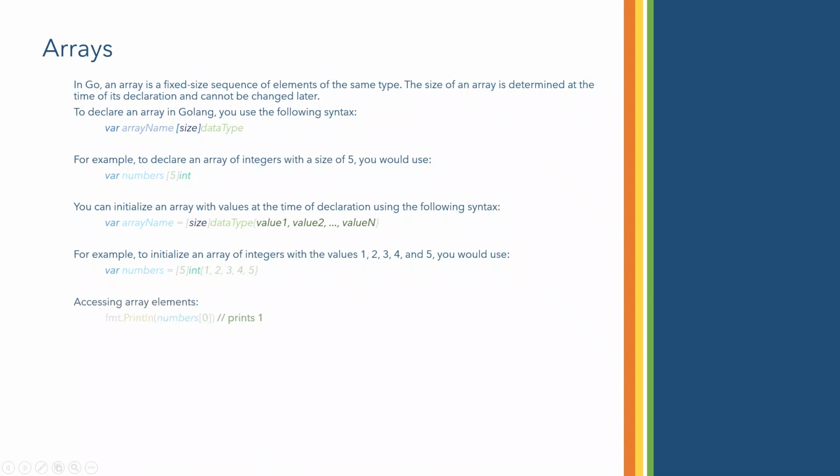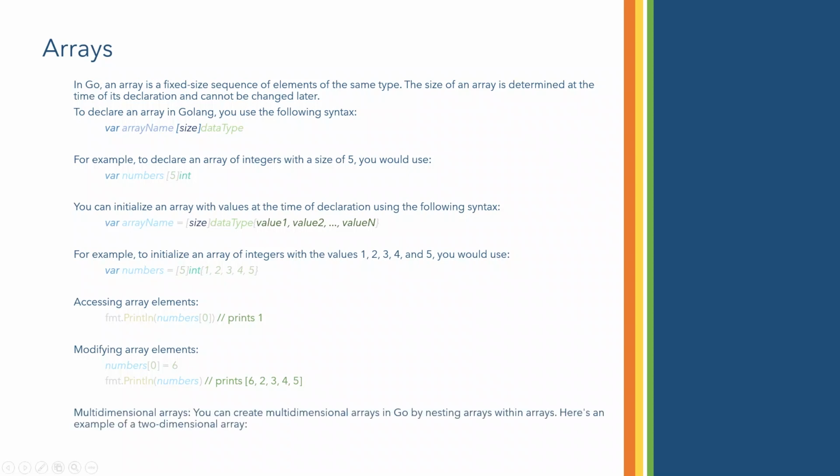How to access array elements? You can access array elements by the index. In this case, nums of 0, that is the position 0, will print 1. You can modify array elements. For example, if you want to change the numbers array at the 0th index to some other value, you can modify that using nums of 0 equal to 6, and the array will be modified to the new values.